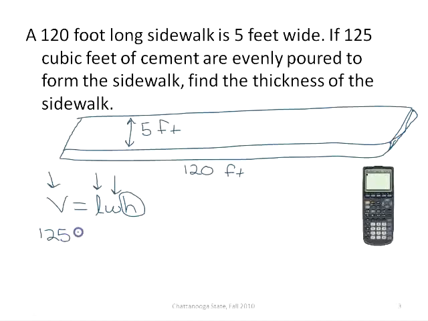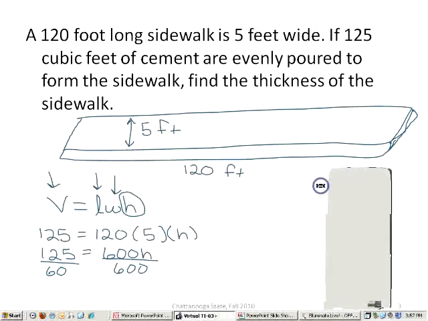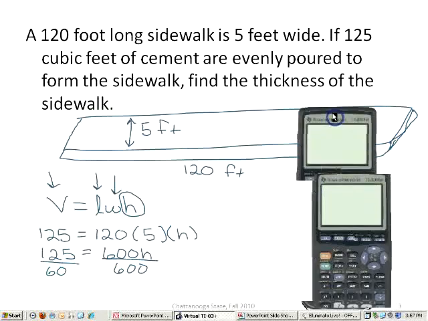This will be 125 cubic feet for the volume, 120 times 5 for the length times width. The h will stay a variable. So I'm going to multiply the 120 times 5. That'll give me 600. So I have 125 equals 600h. Then I just want to divide by 600, and that will give me my height. So let's see what that is.